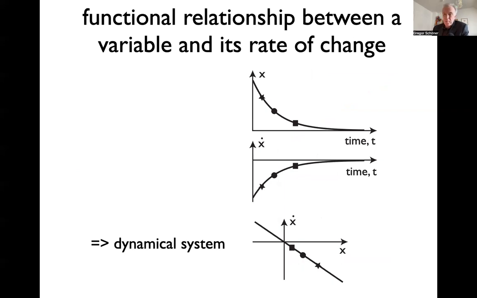A dynamical system really means that there is some systematic relationship between the rate of change of a variable and the variable's value. I'm taking here this example. I have an exponential time course of this variable that I plotted here. If you look at its rate of change, you might know that here the rate of change is clearly negative, it is decreasing, so it's a negative number. And here it's steeper than, let's say, here. So it's a more negative value.